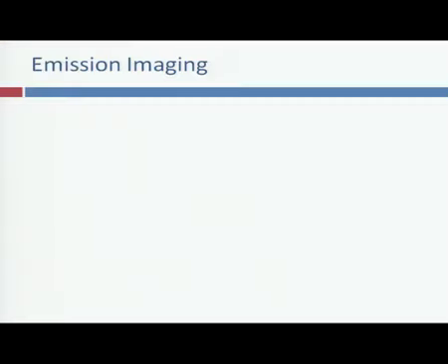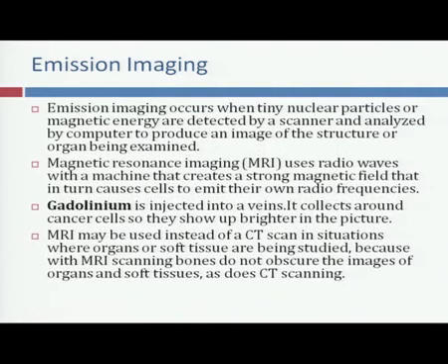Moving on to the emission imaging. Emission imaging occurs when tiny nuclear particles or magnetic energy are detected by a scanner and analyzed by computer to produce an image of the structure or organ being examined. Take for an example MRI. The MRI uses radio waves with a machine that creates a strong magnetic field that in turn causes cells to emit their own radio frequencies.